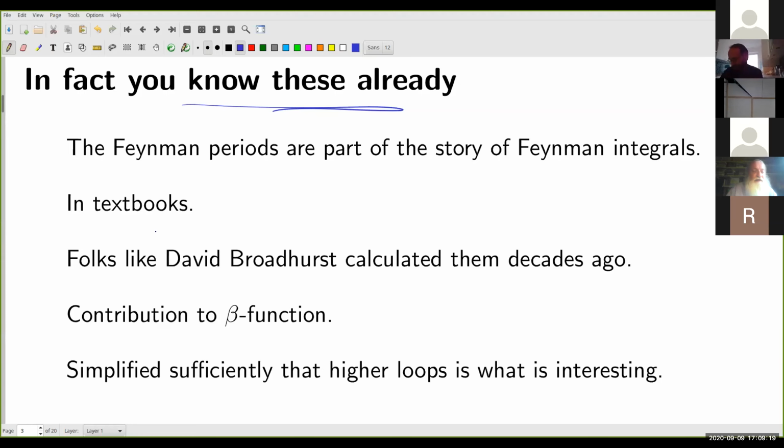Because it's just this residue, it's in your contribution to your beta function. But of course, these are quite simplified. All the physical parameters are gone. And so higher legs are not going to be interesting. More masses is not going to be interesting. And so higher loops is what is interesting. So this is a loops game.